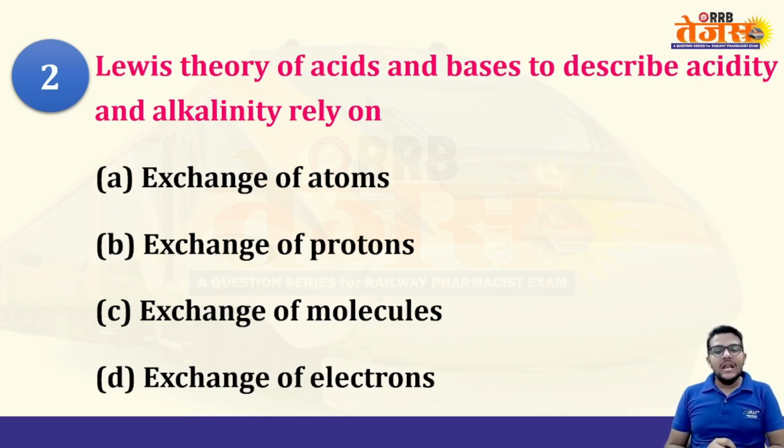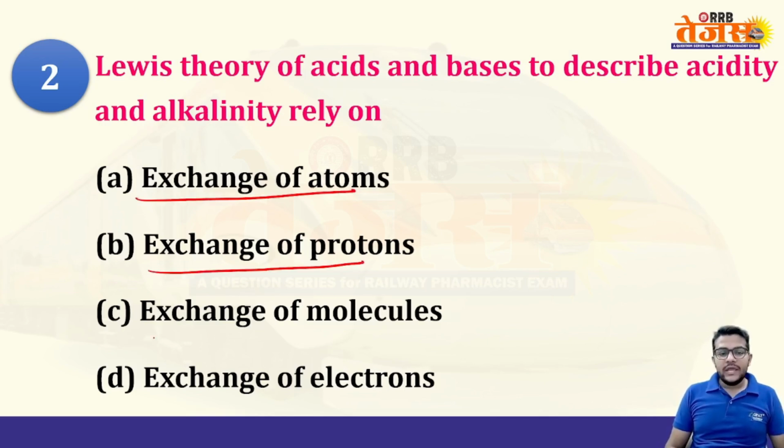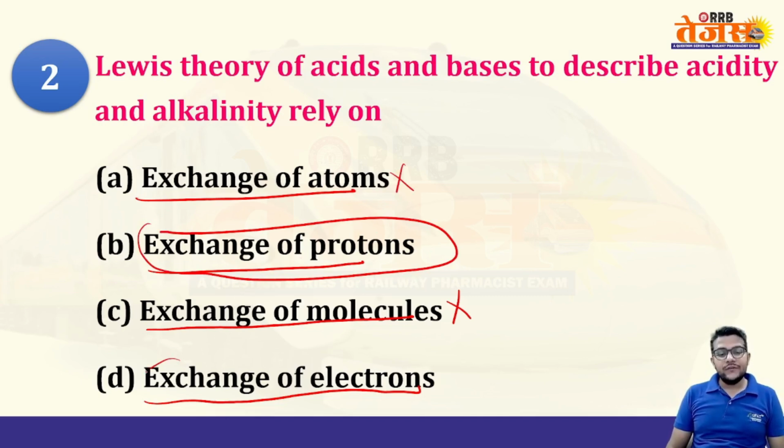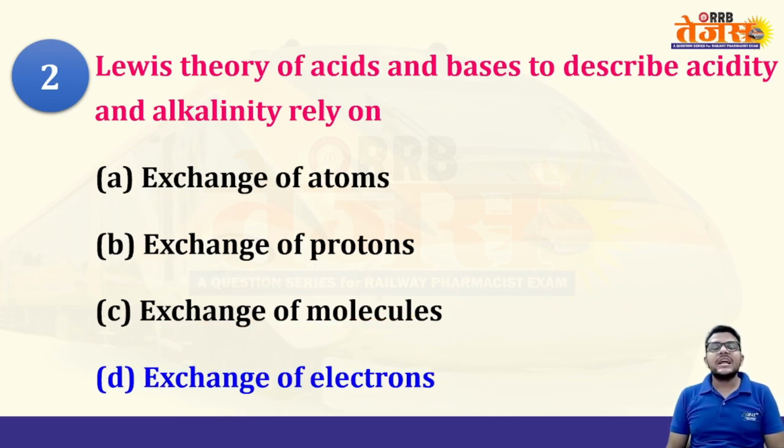The options are exchange of atom, exchange of proton, exchange of molecules and exchange of electron. Basically, I don't think there is any theory among the three based on exchange of atom, and the same for exchange of molecules. So next is exchange of proton, maybe, and exchange of electron. The Lewis theory basically tells us about electron configuration, while the Bronsted theory is related to protons.